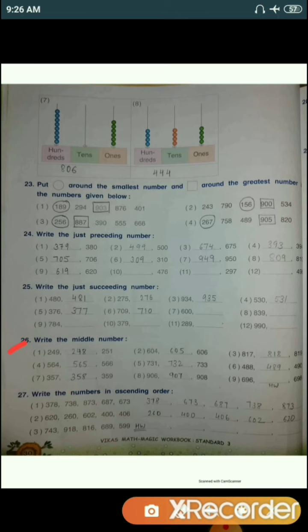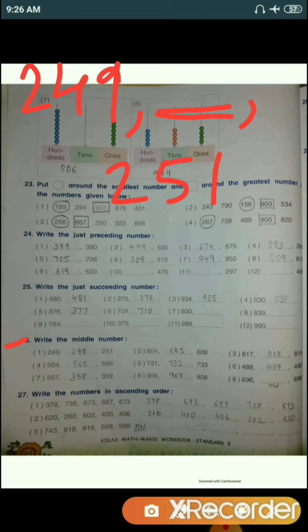Now, question number 26. Write the middle number. In question number 24, we had seen how to write the preceding number. In number 25, we solved the succeeding number. Now in question number 26, we need to write the middle number. So, question number 1 is 249, dash, 251.